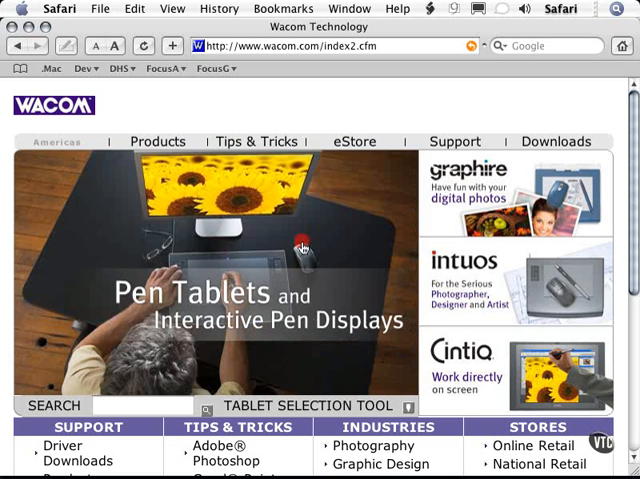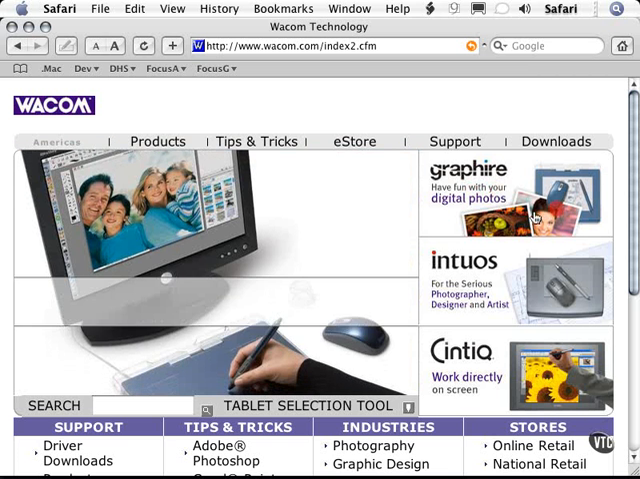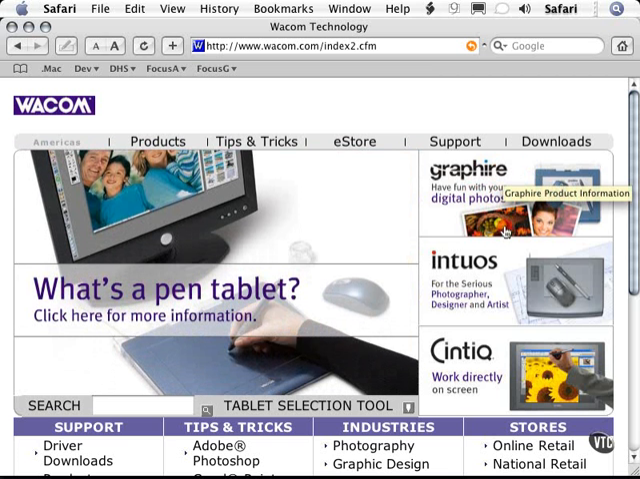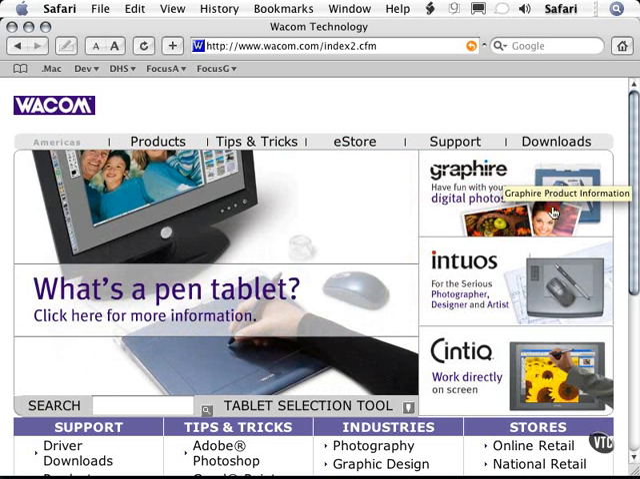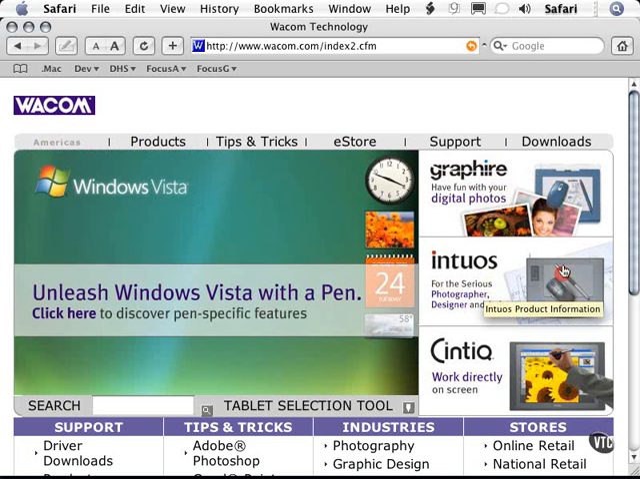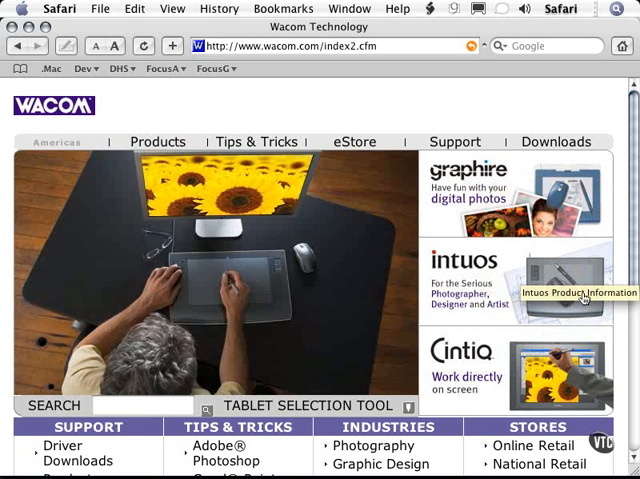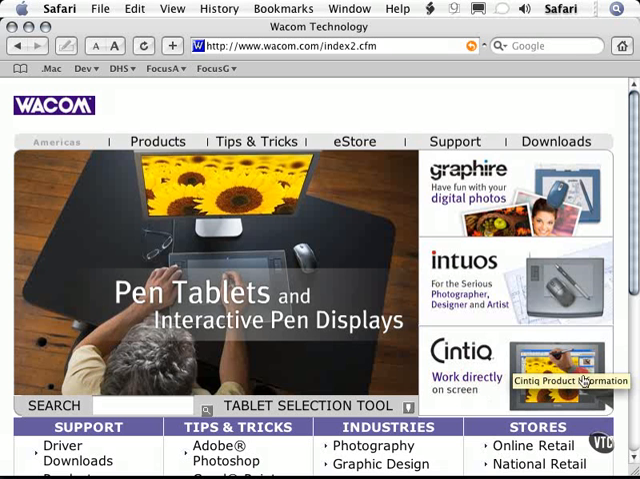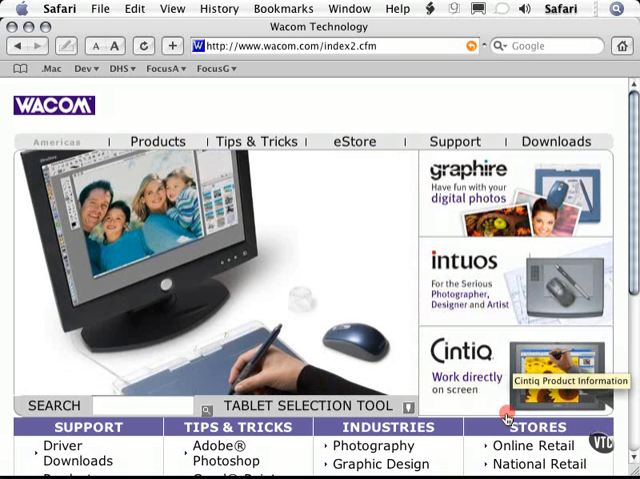And they come in several flavors. You have the Graphire line, which is the lowest price ones, and these are great. A lot of my students have these. You also have the Intuos, which is what I have, and it's a great device. They both come with a mouse and the stylus, which is the pen that you draw with. You also have the Cintiq. And this one is where you draw literally on the screen itself.